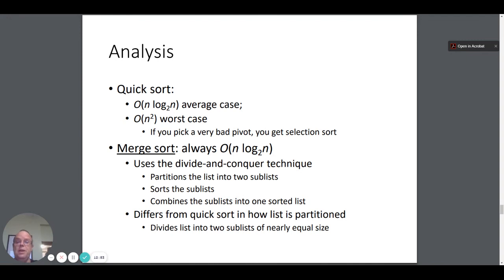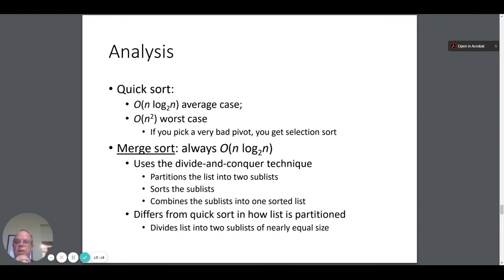In the worst case, if you pick a really bad pivot, the worst one each time, where you only get that pivot on the left and everything's greater on the right, or vice versa, then you basically end up with selection sort. Merge sort is always O of n log n, and that one uses divide and conquer and sorts the sublists and then combines those into one sorted list.